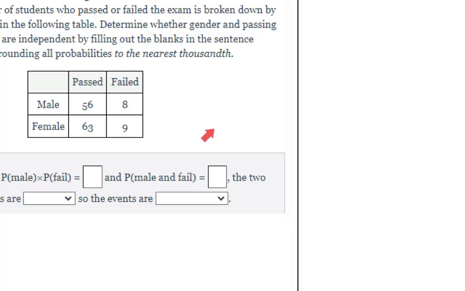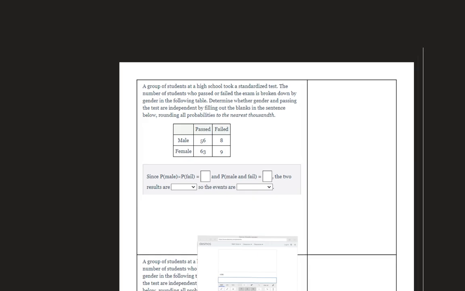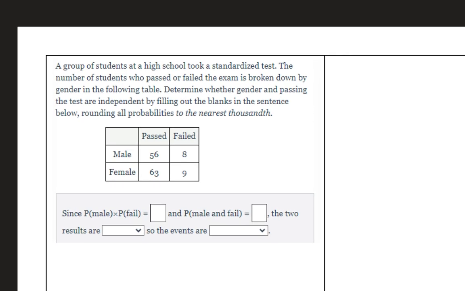Okay, so how can we tell? You may be asking yourself, how can we tell if it's independent or dependent? Okay, I knew that you might be asking that question. So here's an easy way for us to determine if it is independent or dependent.